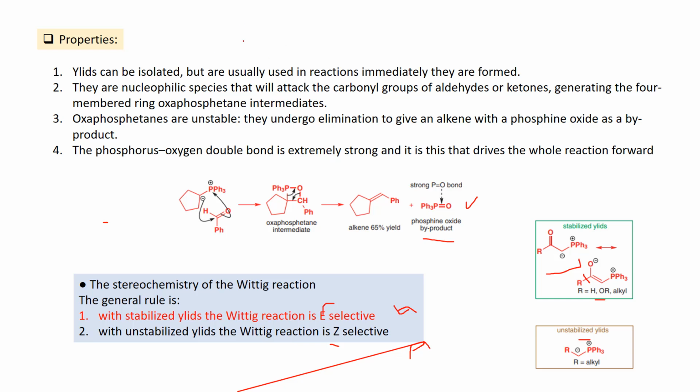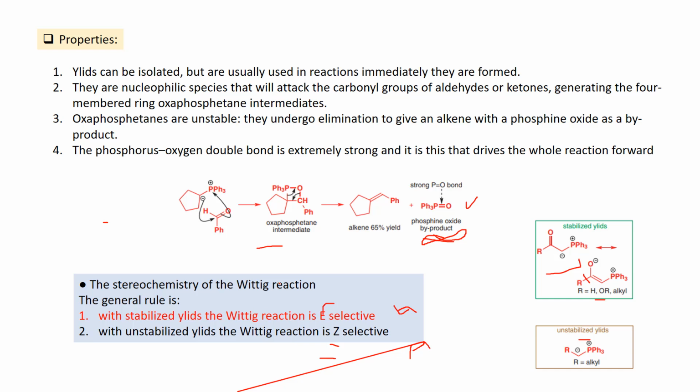They are nucleophilic species, and that will attack the carbonyl group, aldehyde or ketone, generating a 4-membered ring, that is an oxaphosphetane ring. After that, the oxaphosphetane is unstable and undergoes elimination, giving an alkene with phosphine oxide as a byproduct. The phosphorus-oxygen double bond is an extremely strong double bond. As I said, whenever there is a chance of formation of an oxygen double bond, it will always try to form that. So this is the driving force of the whole reaction.